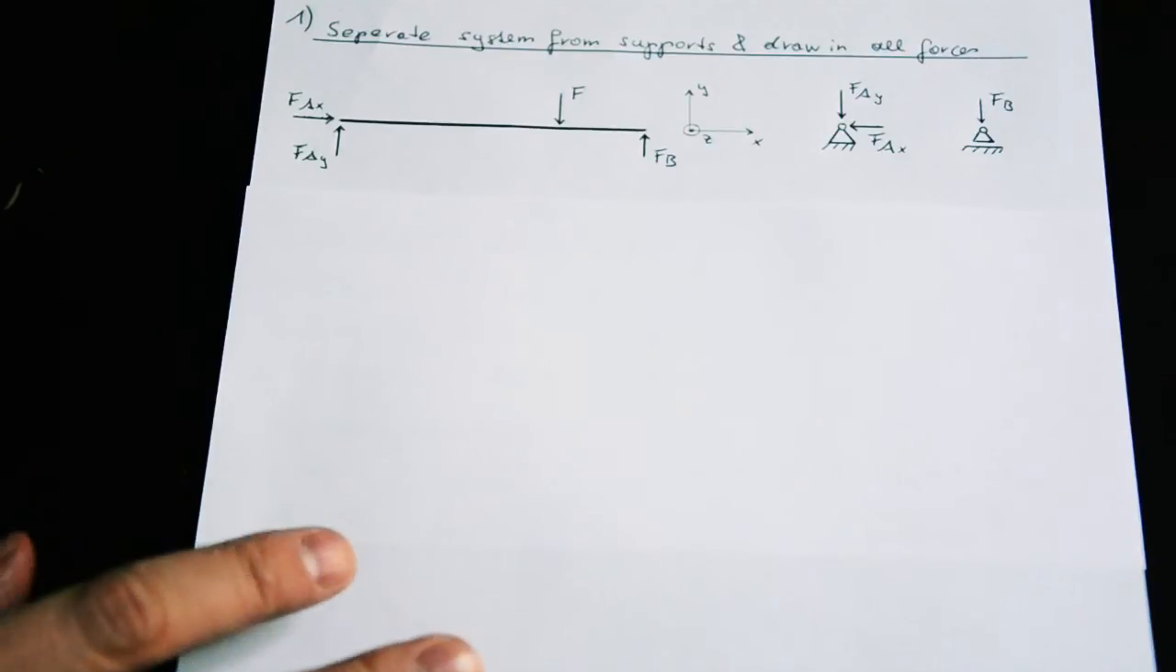So the next step is we need to put our system in equilibrium. There are 3 equations of mechanical equilibrium. The first one is the sum of all forces in x direction has to be 0. The second one is the sum of all forces in y direction has to be 0. And the third one is the sum of all torques concerning any point has to be 0. So let's start with the first equation.